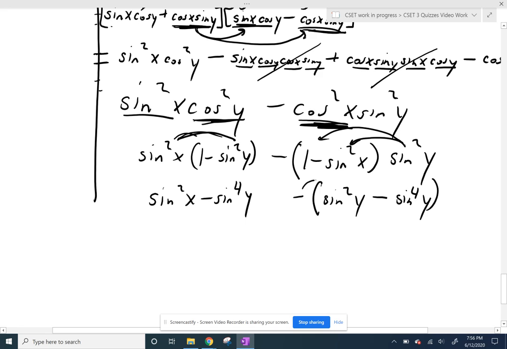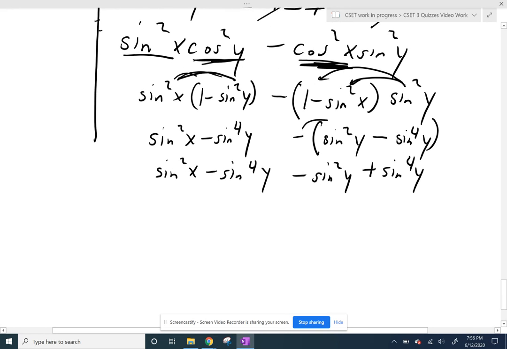And then I'm going to distribute the negative. So this will be minus sine squared y plus sine to the fourth y. Just be super careful with that negative. And somehow I have not learned the best way to pass it along to students yet because I see that negative dropped almost every day. But yeah, be super careful with it. We're good. And then the minus sine to the fourth y plus sine to the fourth y cancels. And we have sine squared x minus sine squared y.